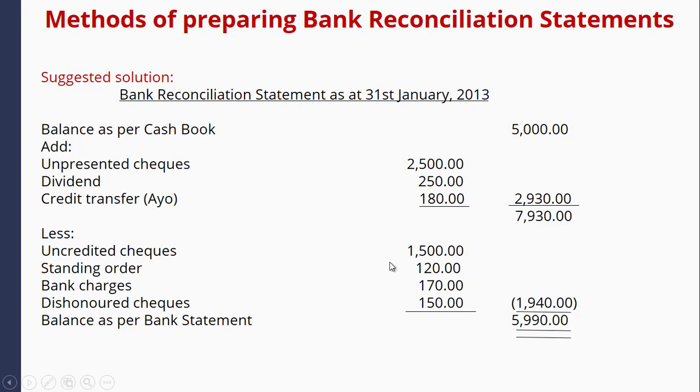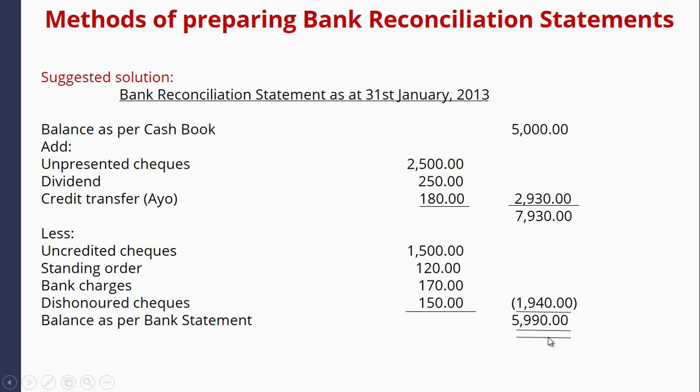So what are the things we're going to less? Like I said, uncredited checks, 1,500, standing order, 120, bank charges, 170. Then we have the dishonored check, 150. If you add them together, we have 1,940. We are going to deduct this 1,940 from 7,930 naira. Then we have the balance as per bank statement to be 5,990. So we start with the balance as per cash book, 5,000, and we get the balance as per bank statement, 5,990. If we didn't get 5,990, as the question said, that means there is an error in our solution.